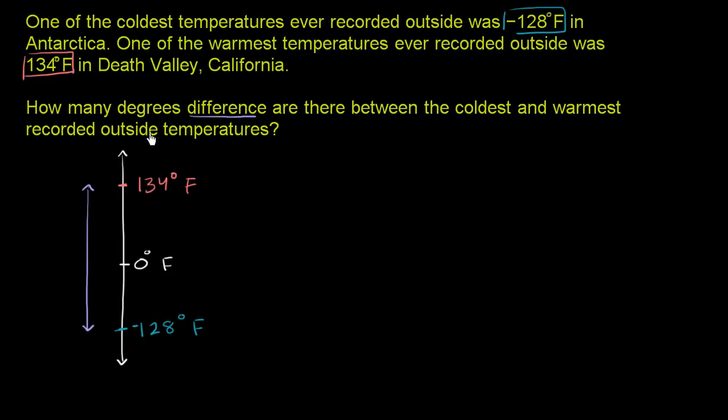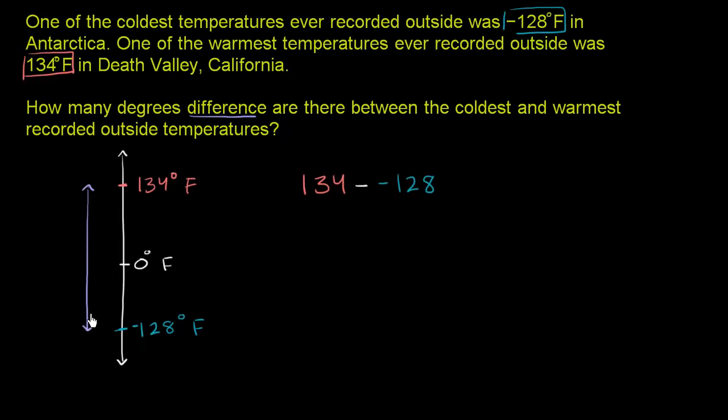So you could take the larger number, so let's say 134, and from that you could subtract the smaller number, which is negative 128. So this is essentially saying what's the difference between these two numbers? It's going to be positive because we're subtracting the smaller one from the larger one. This is going to give you the exact same thing as this.